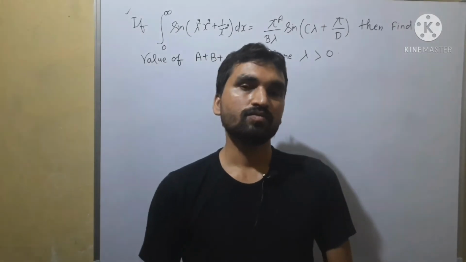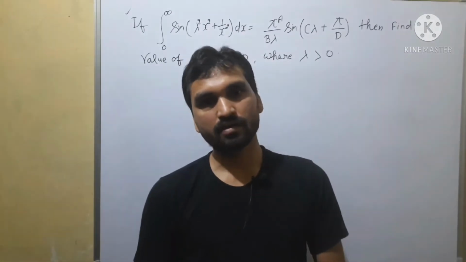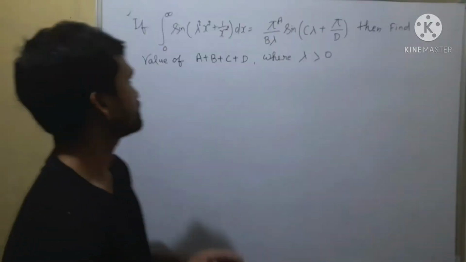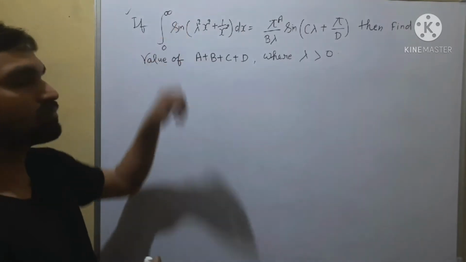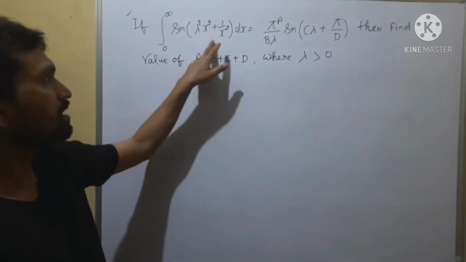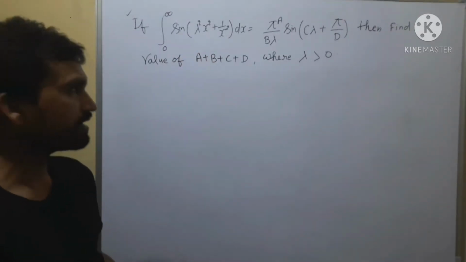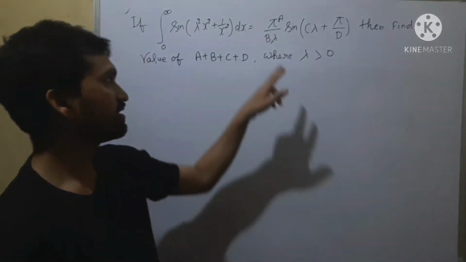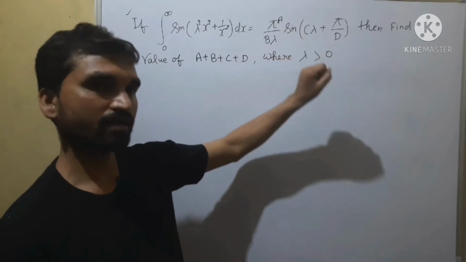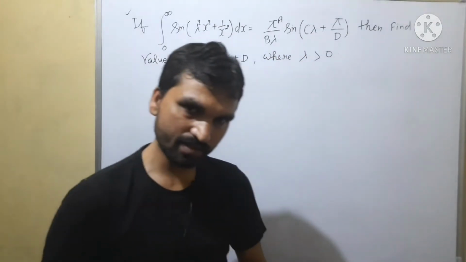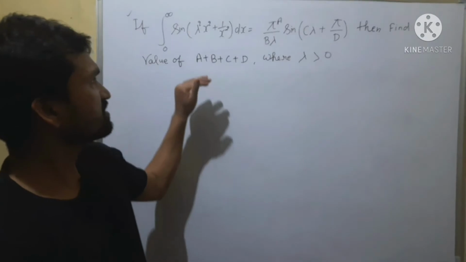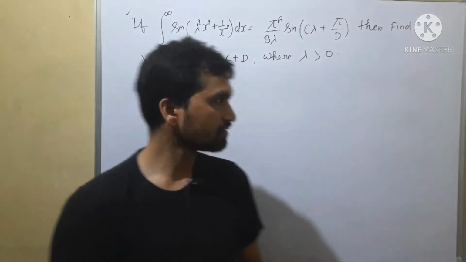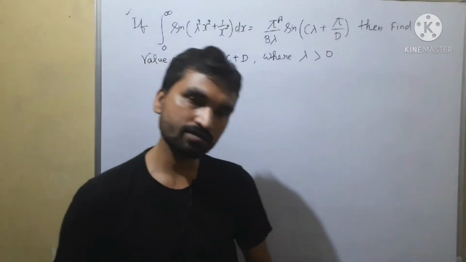Friends, today we have taken a new question of our special integration series. Our question today is: integration from 0 to infinity of sin of lambda square x square plus 1 by x square, dx, is equal to pi e power a divided by b lambda into sin of c lambda plus pi by d. And friends, we have to find the value of a plus b plus c plus d, where lambda is greater than 0.